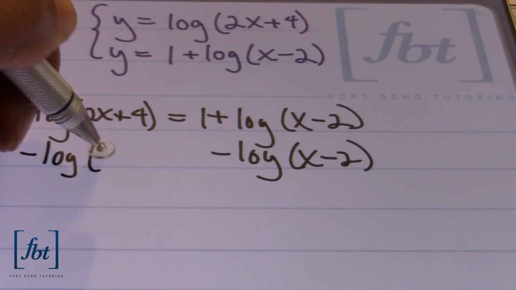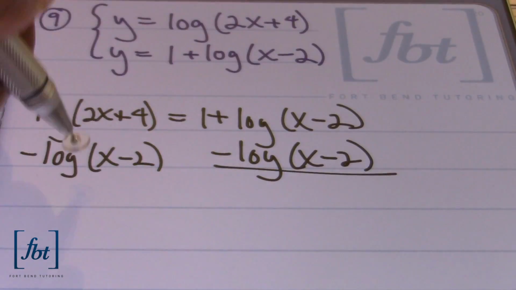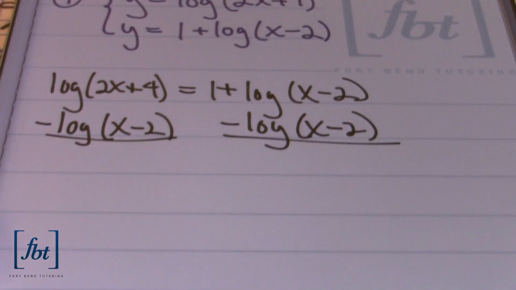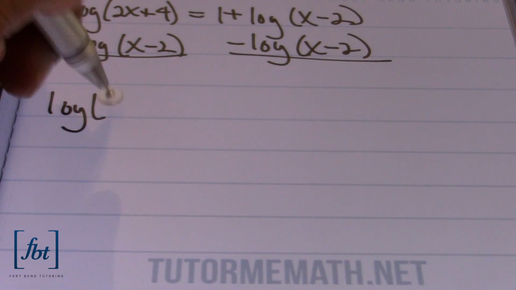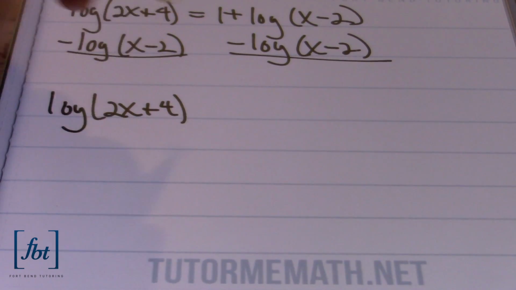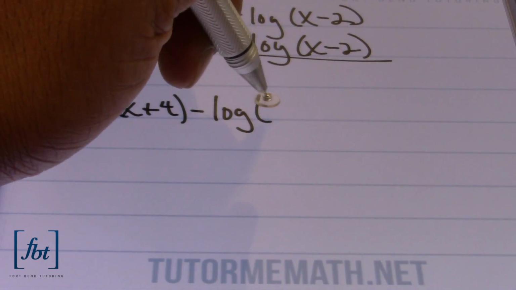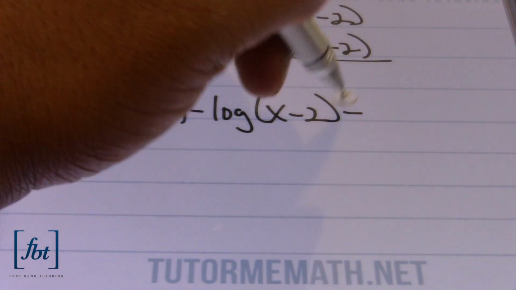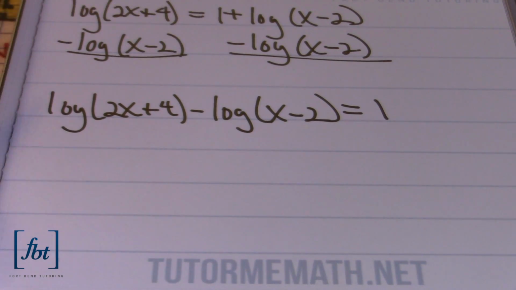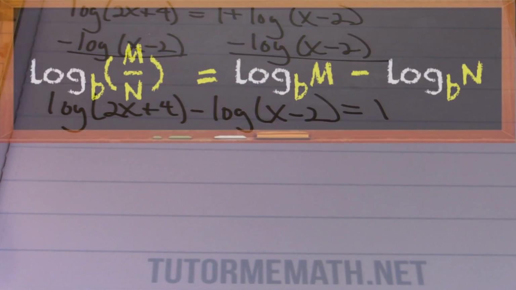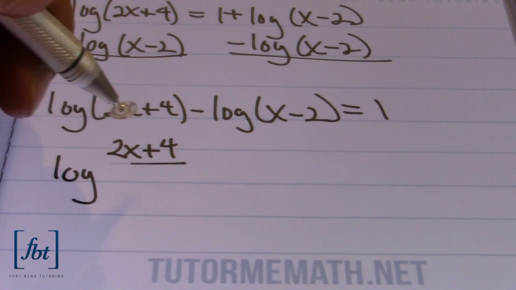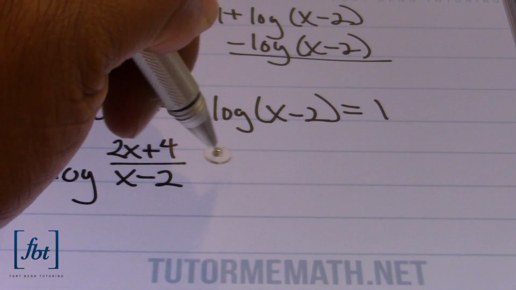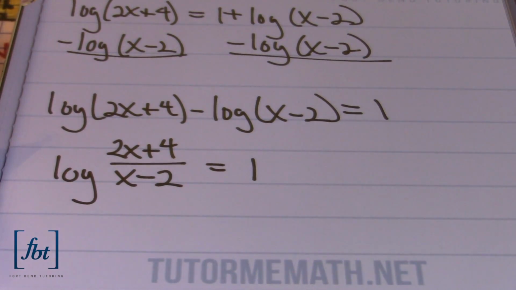Yes, I am. Oh, yes, I am. And I'll be ending up with the following result. I'll have log of the quantity 2x plus 4 minus log of the quantity x minus 2, and this equals 1. Because my logarithms have the exact same base, I can go ahead and use the quotient rule to rewrite this as log of 2x plus 4 divided by x minus 2, and this equals 1.